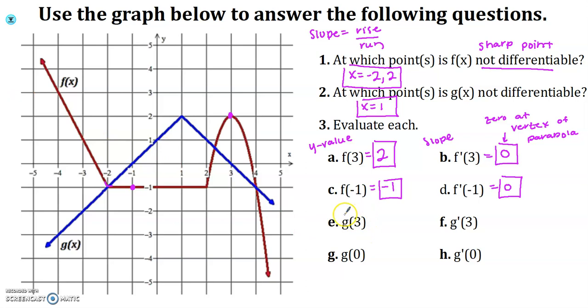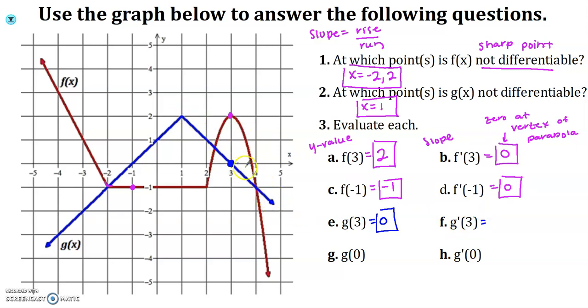Now if we look at g of -3, I want to go to -3 on the x-axis and look at the graph of g of x, which is this blue one. This point right here, the y value is 0. So g of -3 is just going to equal 0. Then for g prime, this is the slope at -3.